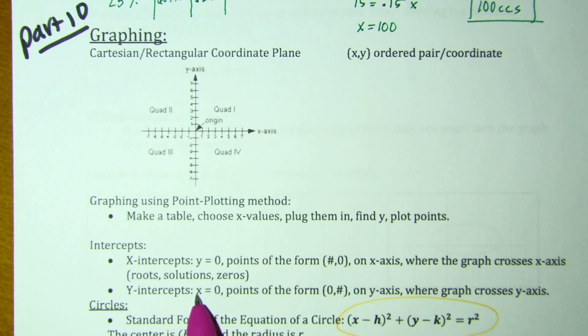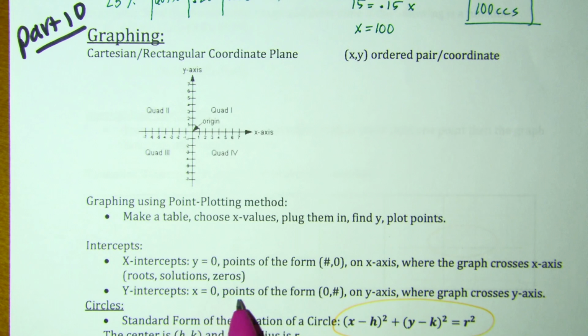Y-intercepts are found by plugging in 0 for x, and they're of the form 0 and then a number for y. These are on the y-axis, and it's where the graph crosses the y-axis.